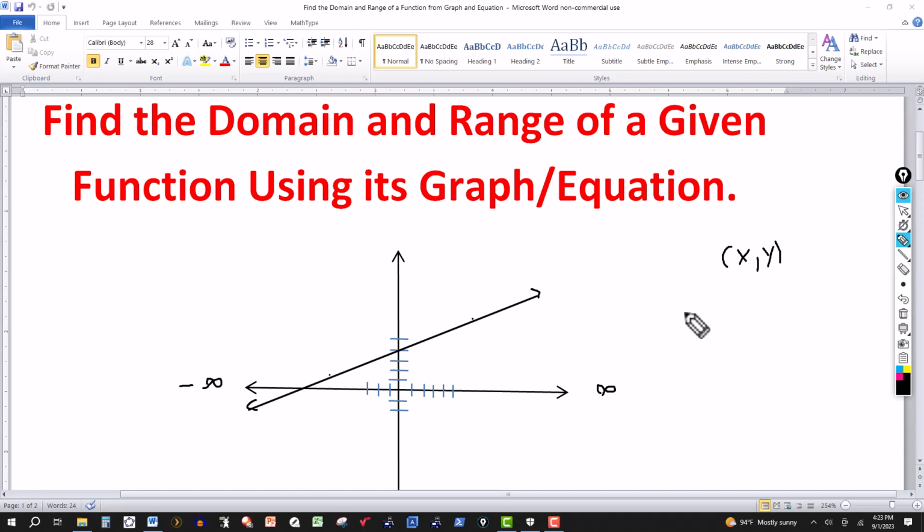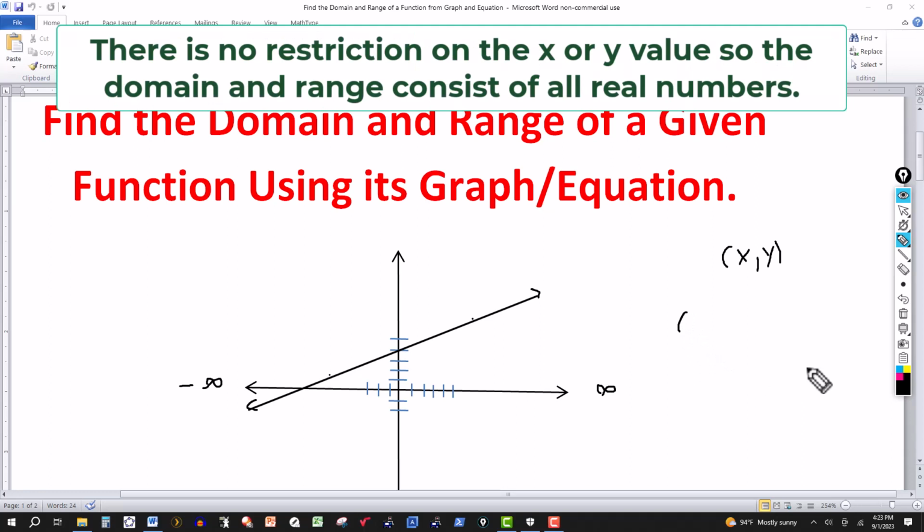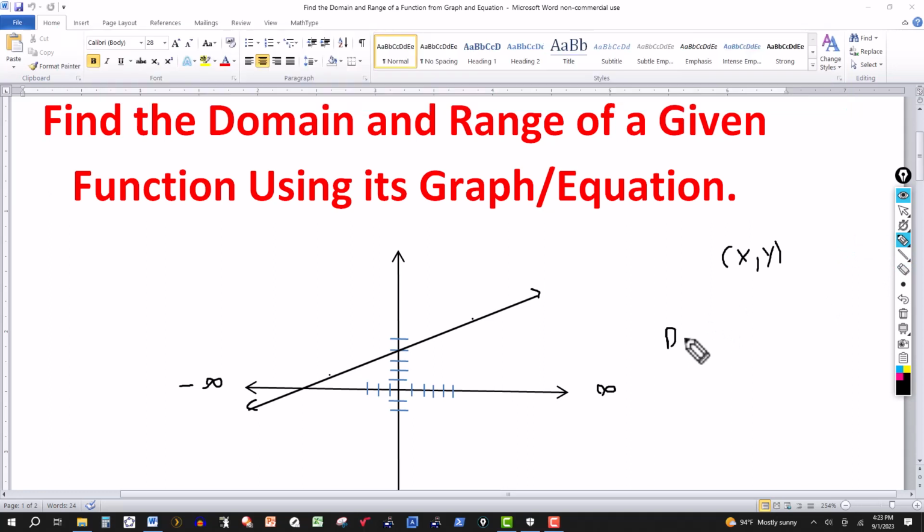So in something like this, you can pick any x and you're going to get a y. So we say that the domain is all real numbers. That's the phrase we use. Or in interval notation, we say negative infinity to infinity. Now for the range, you pick any x, is there a restriction on the y over here? Notice if I go along the y-axis, pick any y, there'll be an x somewhere over here. If I go down the negative side, there'll always be an x corresponding to it. So for the range, again, all real numbers, or in interval notation, negative infinity to infinity.